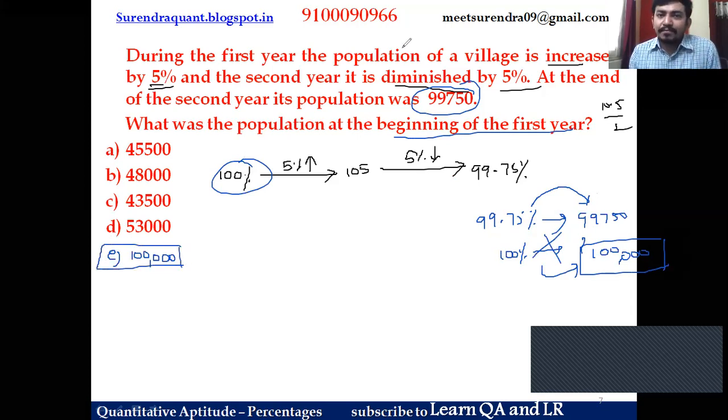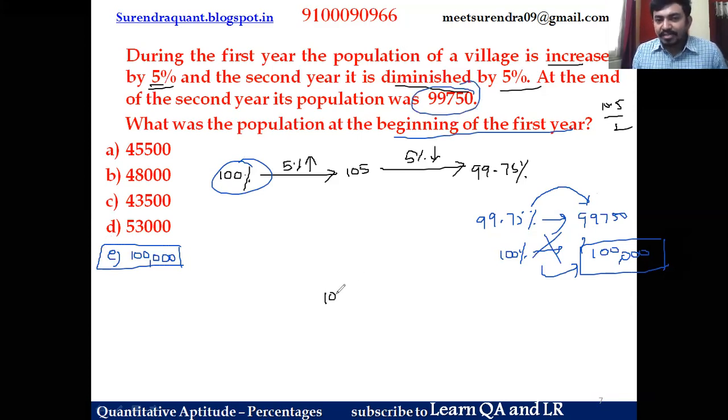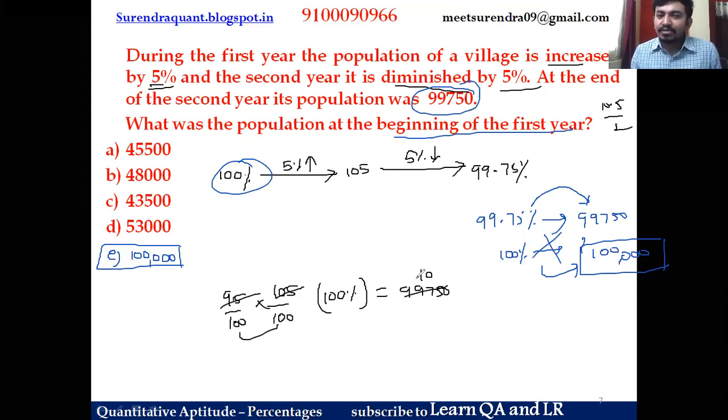Or if you go with the multiplying factors method, how do you go with this, friends? Let's say the population is 100%. Initially increased by 5%, 105%. Later decreases by 5%, 95%. This is 99750. And a close observation says 105 into 95 is 9975. 9975 goes 10 times here. So 10,000 into 10, 1 lakh. 1 lakh is what? The 100% value.